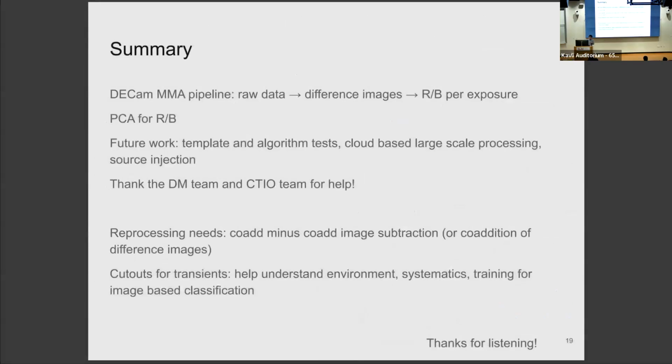Okay, let me just make a summary. For the ML pipeline, we start from raw data, and then we make different images, and then run real bogus calculation on single exposures. For the real bogus calculation, we are using PSA to select candidates in each exposure. For future work, we want to test different algorithms and different templates, and we are starting to build this cloud-based large-scale processing platform. We also want to use source suggestion.